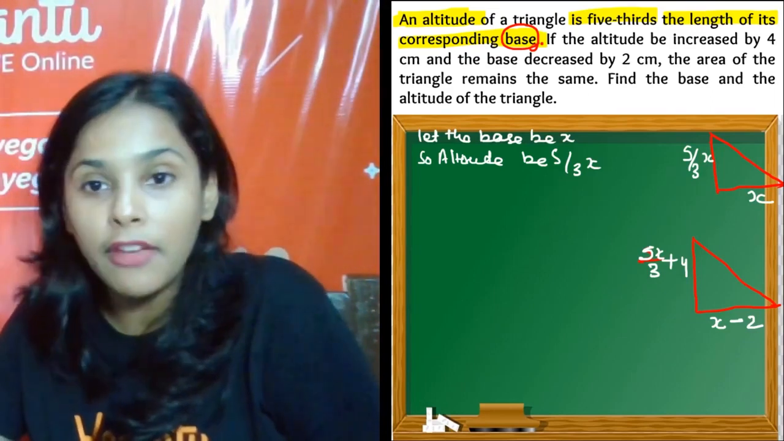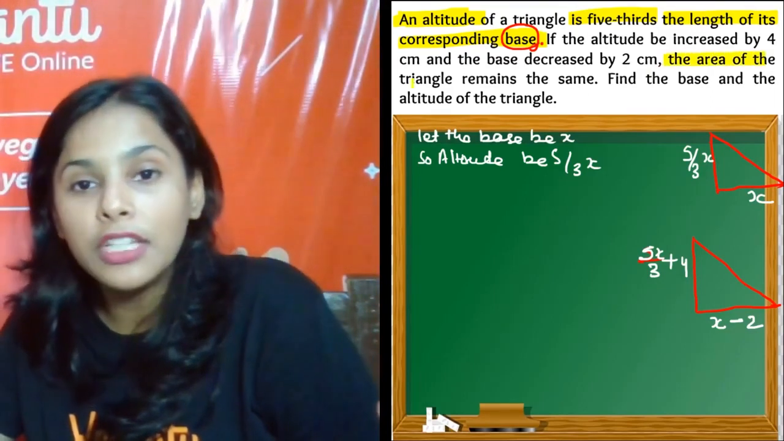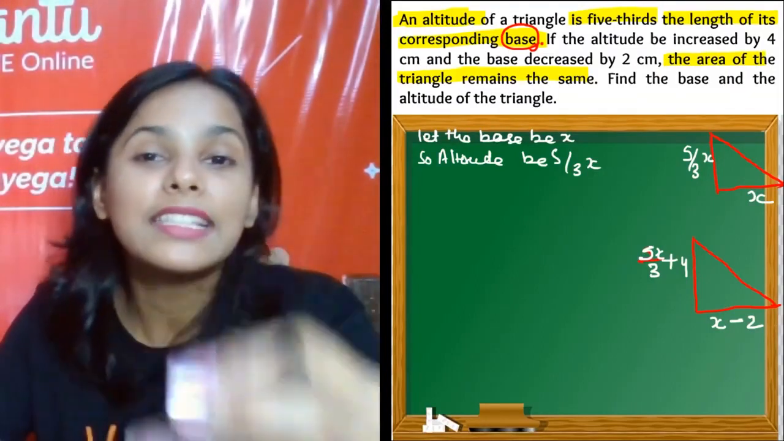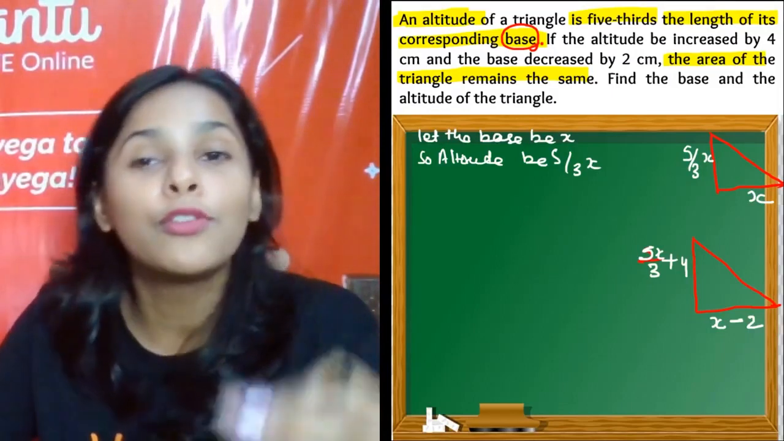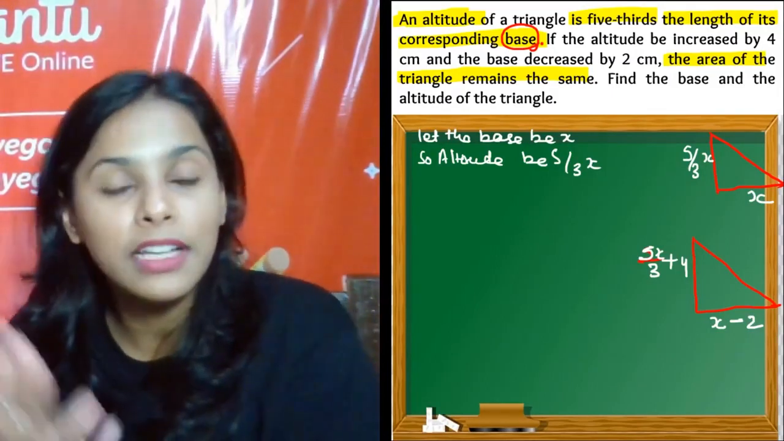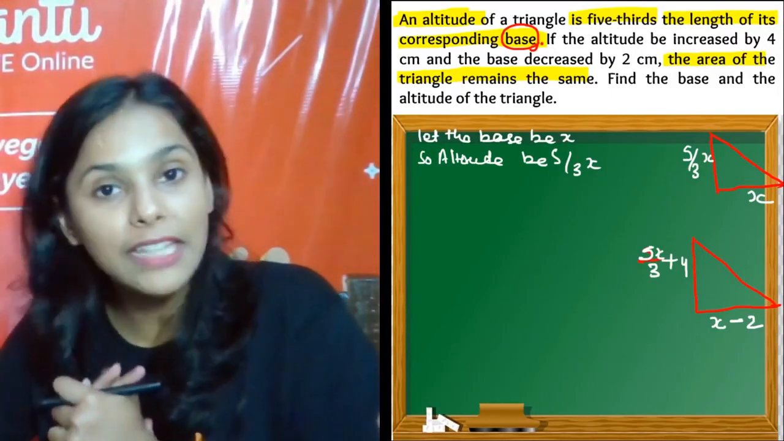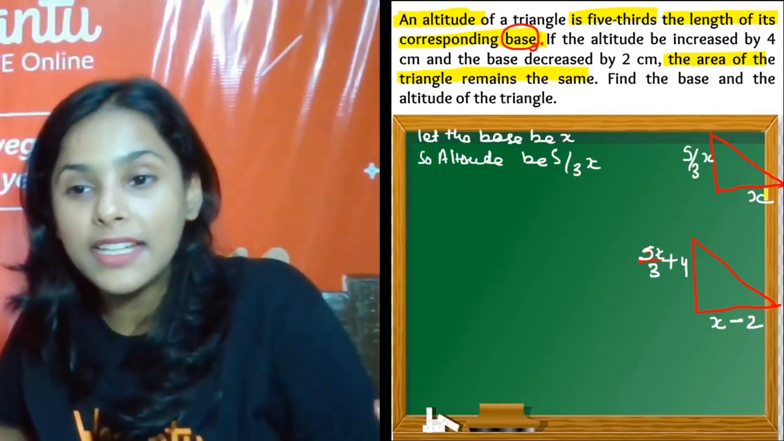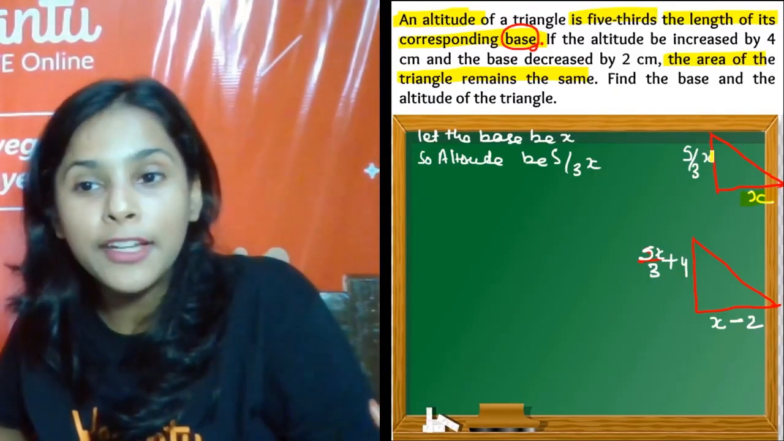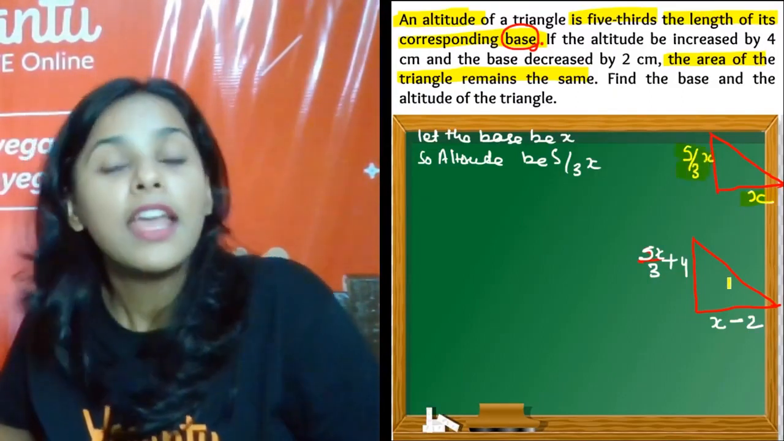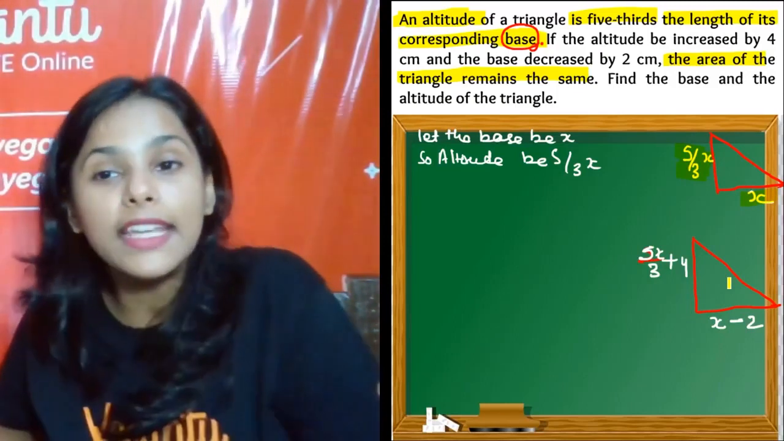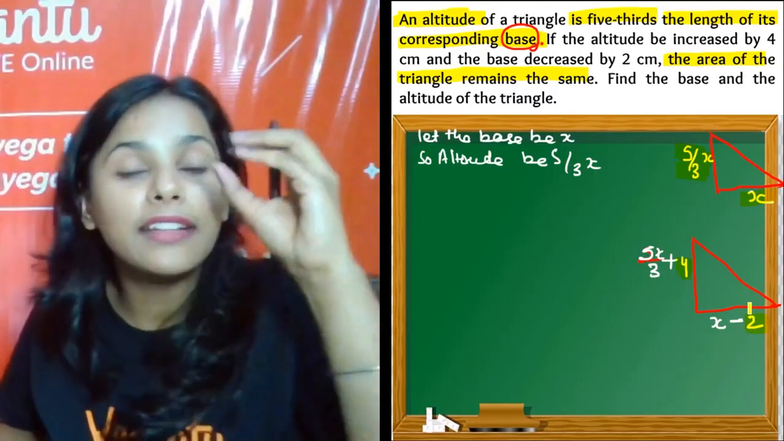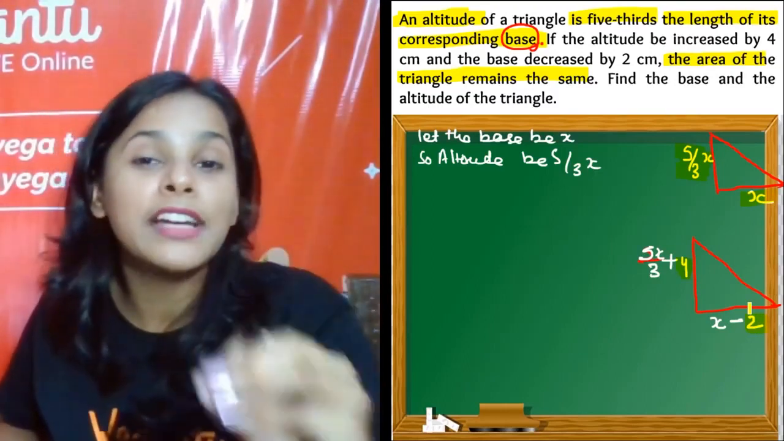Read the question properly, everyone. The area of the triangle remains the same. मतलब दोनों ट्राइंगल्स का एरिया जब आप निकालते हो तो वो सेम ही रहता है अगर आपने इंक्रीज और डिक्रीज कर दिया है लेंथ और ब्रेथ में. ठीक है, बहुत सिंपल है क्वेश्चन. फिर से समझो, आपने x मान लिया बेस, ठीक है, और आपकी एल्टीट्यूड हो गई 5 by 3x. According to the question, if you increase the altitude by 4 and decrease the base by 2, the area will be the same.